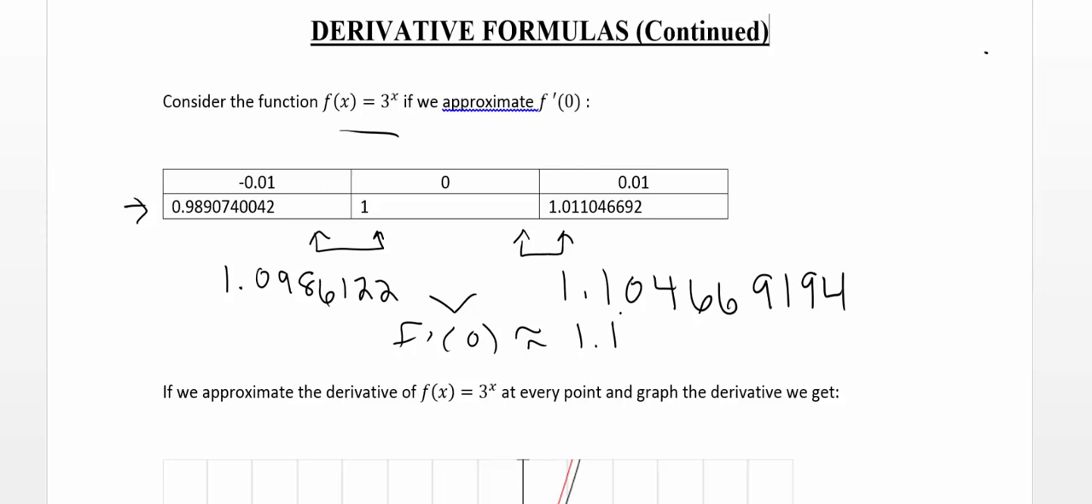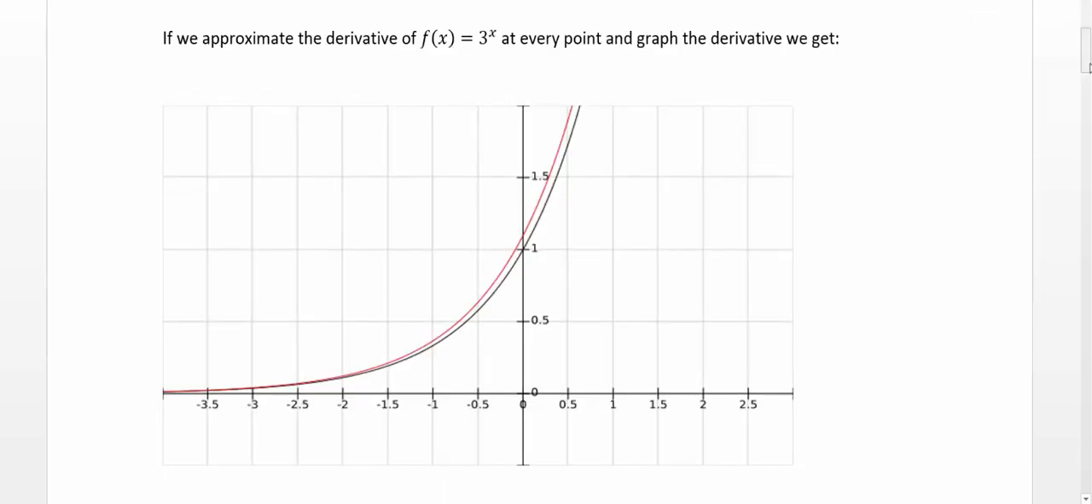Now, if we take a look at the picture of 3 to the x and a picture of the derivative, if we were to approximate the derivative at every value, what we get is the following. The original function, f of x, is in black, and the derivative function for every point is plotted in red. We approximated the derivative at 0 to be about 1.1. So you can see that that red function, the derivative function, crosses through at roughly 1.1. And if we approximate the derivative at the other values of x shown here, so from negative 4 all the way until 1, and you plot those, you get that red line.